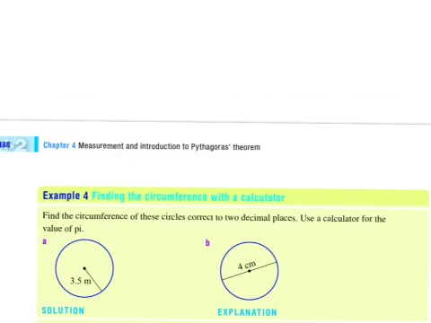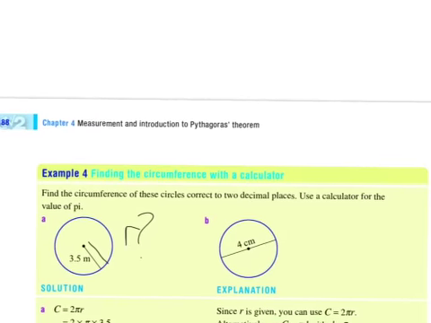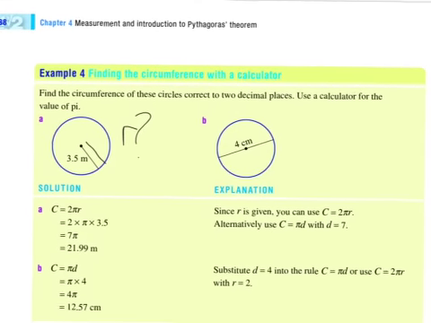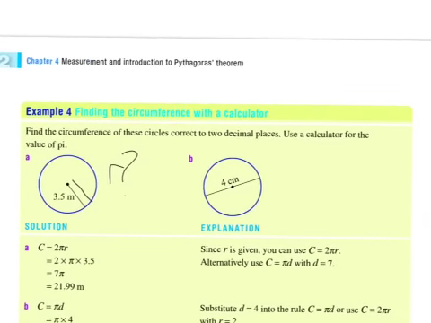Alright, so finding the circumference of these circles correct to 2 decimal places, use a calculator for the value of pi. Alrighty, so we have this length here from the center to the outside of the circle. What does the R stand for again? Radius. That is our radius. So there's a very special equation that we can use, which we'll show you down here. Actually, let's move this up, and we'll look at the first one.